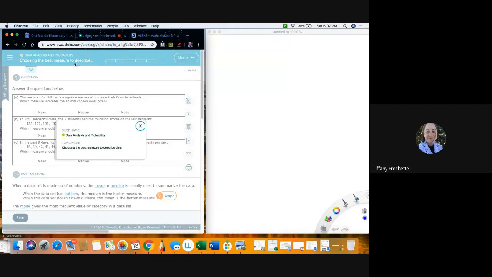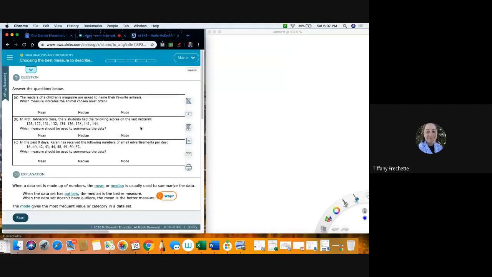Choosing the best measure to describe data. All right, so we've been working on mean, median, and mode now for at least a week, if not a little long. So what this topic is going to teach us to do is what is the best time to choose mean, median, or mode. That's the idea of this topic here.